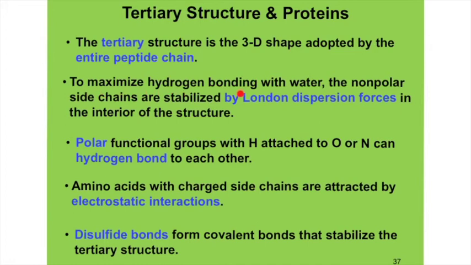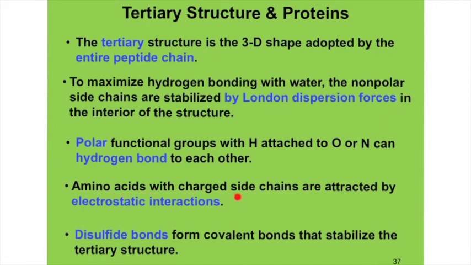Okay, so to maximize hydrogen bonding with water, the nonpolar side chains are stabilized by London dispersion forces in the interior of the protein, so they get pushed to the inside of the protein. And the polar functional groups with hydrogen that's attached to either an oxygen or a nitrogen that can hydrogen bond are more pushed towards the outside.